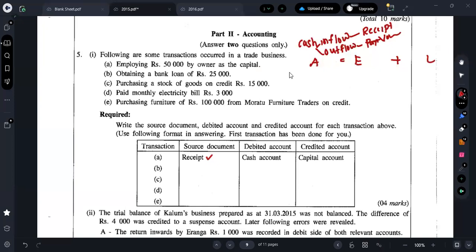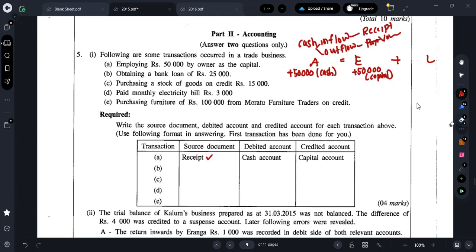Now, how will you all record this in the accounting equation, guys? Cash is increasing by 50,000, so we'll be putting plus 50,000 cash. On the other hand, capital will increase the equity, so you will be putting plus 50,000 capital. Now, this is the way you will be recording in the accounting equation.